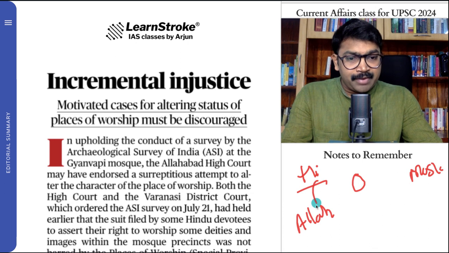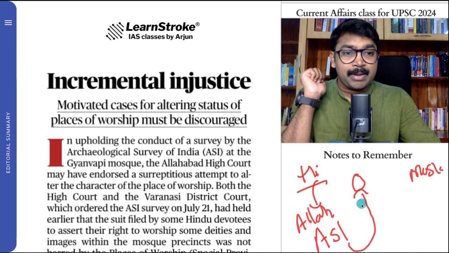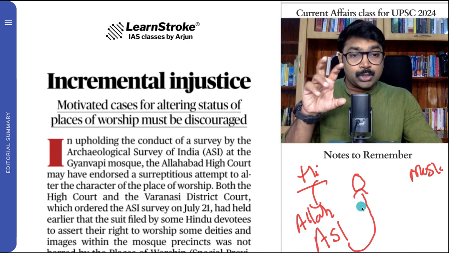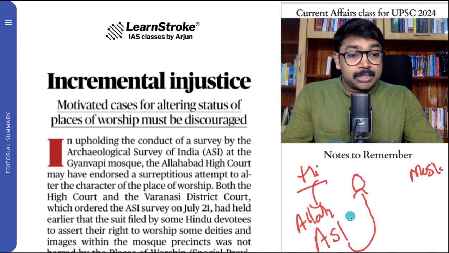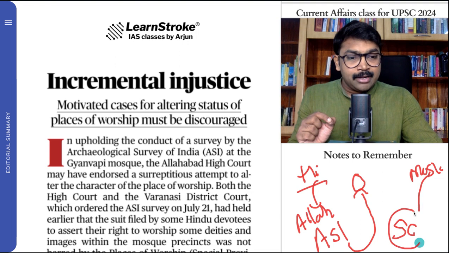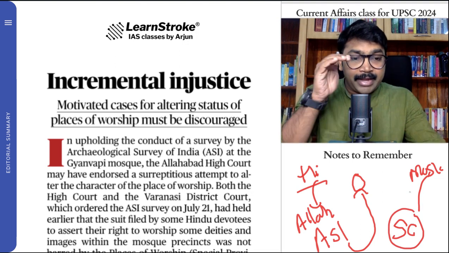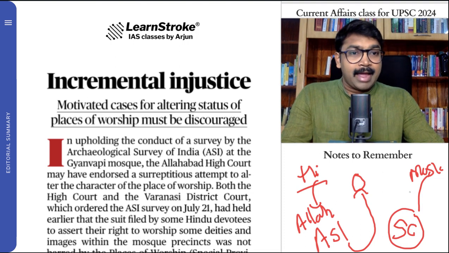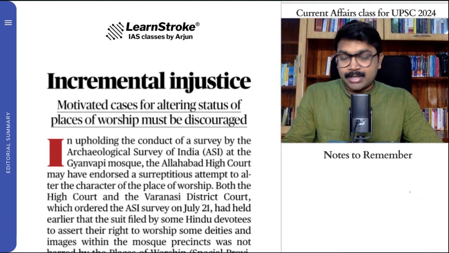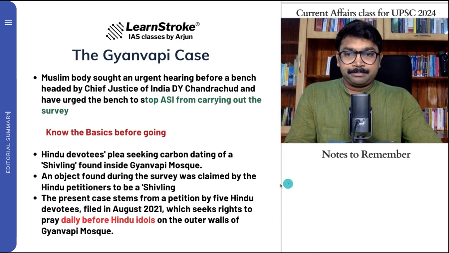So Hindus have given a petition to the Allahabad High Court asking the ASI, Archaeological Survey of India, to do a scientific survey on Gyan Vyapi mosque and even do carbon dating. They also want carbon dating. And at this point, the Muslim board went into the Supreme Court. This is another aspect. The Muslim board went into the Supreme Court and said that you should not allow the Archaeological Survey of India to conduct the scientific survey inside the Gyan Vyapi mosque. I think now the issue is clear. Let's slowly understand, apply the IAS filter, and understand the important points regarding this.